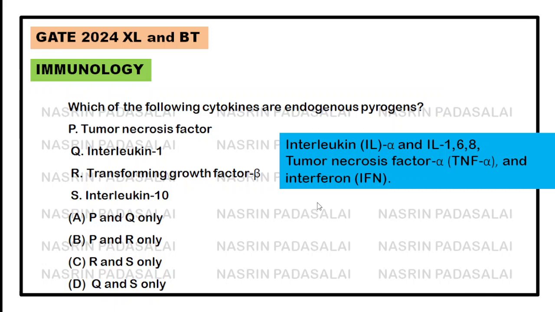Next, which of the following cytokines are endogenous pyrogens? Endogenous pyrogens are substances which come from inside our body and produce a fever-like effect. Interleukin 1, 6, 8, tumor necrosis factor, which is called TNF alpha, and interferon will all be considered endogenous pyrogens, in which IL-1 is a potent endogenous pyrogen. The correct answer is tumor necrosis factor and interleukin 1. Transforming growth factor and interleukin 10 are not endogenous pyrogens. So option A is correct, P and Q is the correct answer.